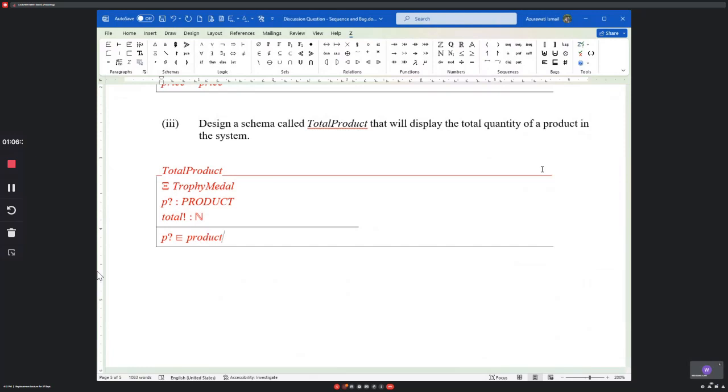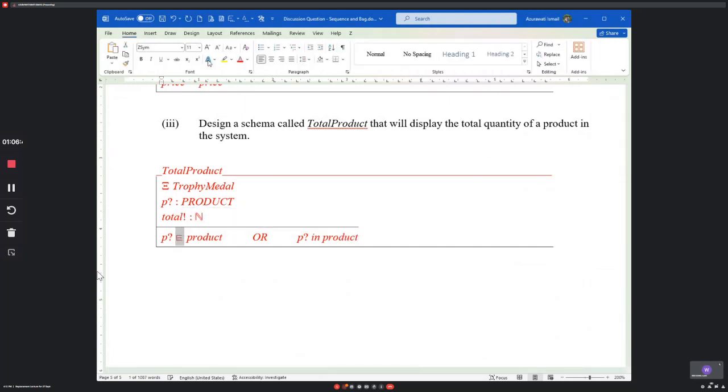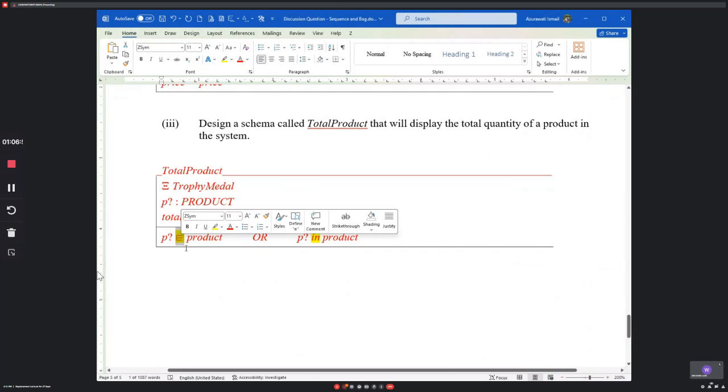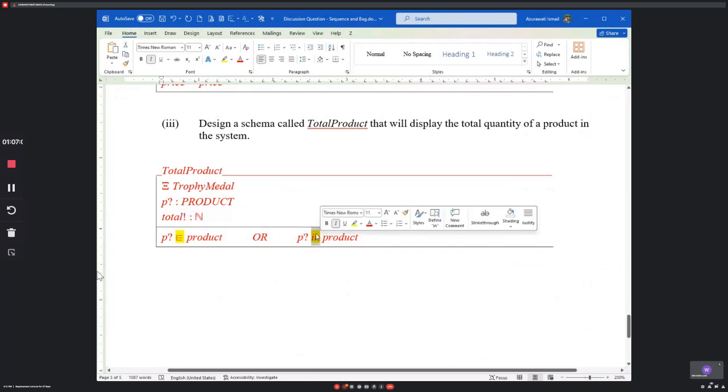Okay, like that. Or another one is by using "in", in capital letter, in small letter. Okay, product. So these two tell you the same meaning: exist. The product exists in the system. The product exists inside your system. So you use bag membership or "in". Either one is the same thing.